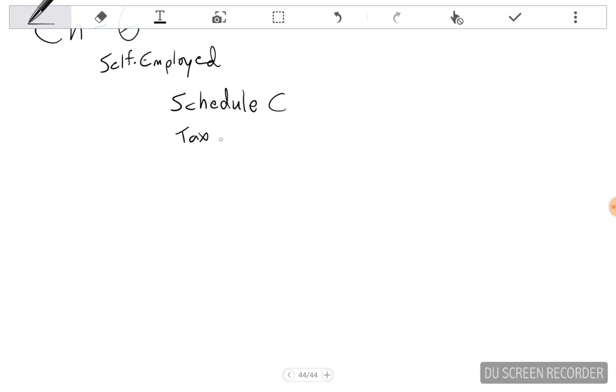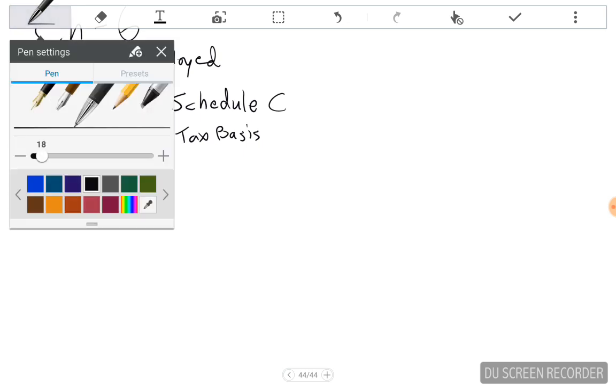That's really all it is. And you should have already looked at income statements in your intro to accounting classes.